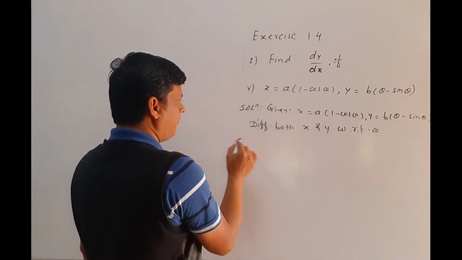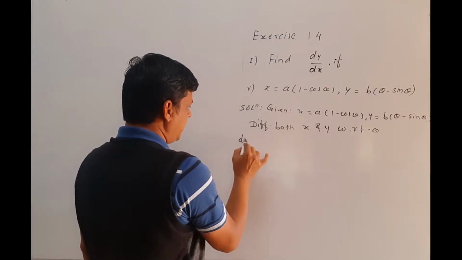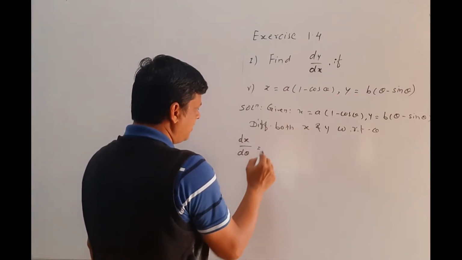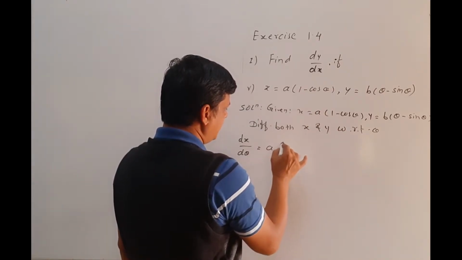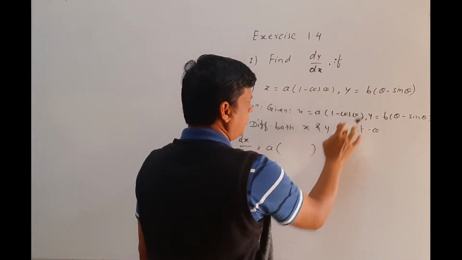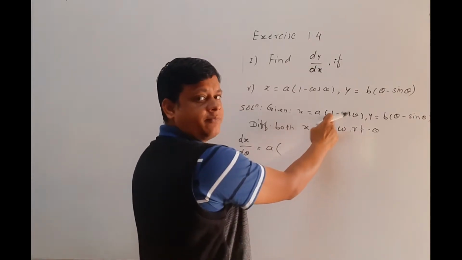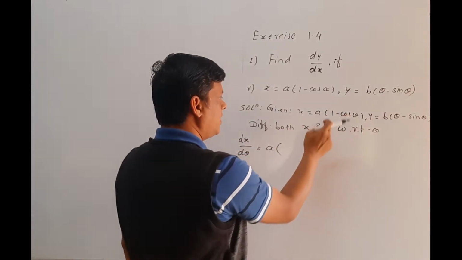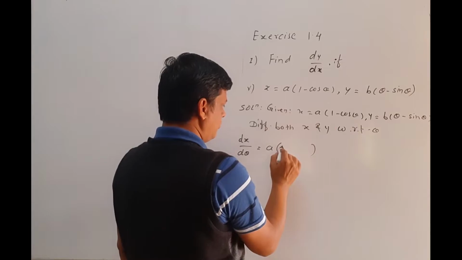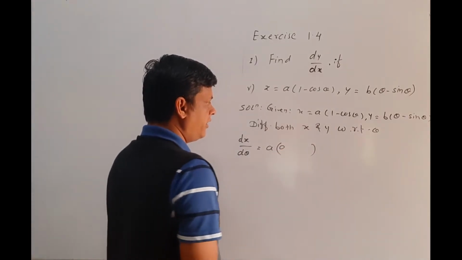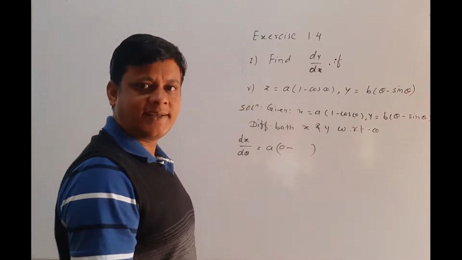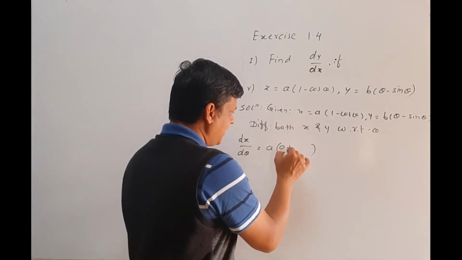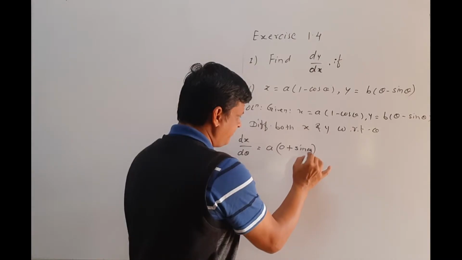So the derivative of x with respect to theta, dx by d theta, is equal to, here a is constant, so write a as it is. We have to find the derivative of this bracket, derivative of the first term minus derivative of the second term. Derivative of 1, so 1 is a constant, its derivative is 0, minus derivative of cos theta is minus sin theta, so we write here minus minus plus sin theta.